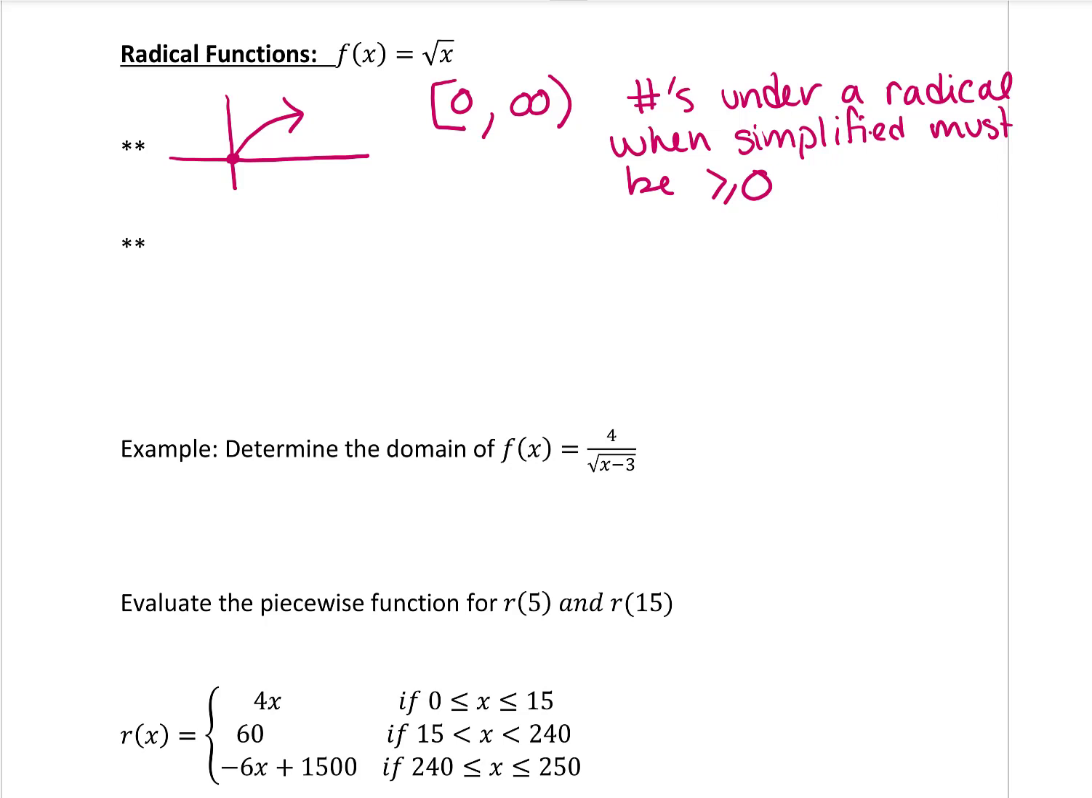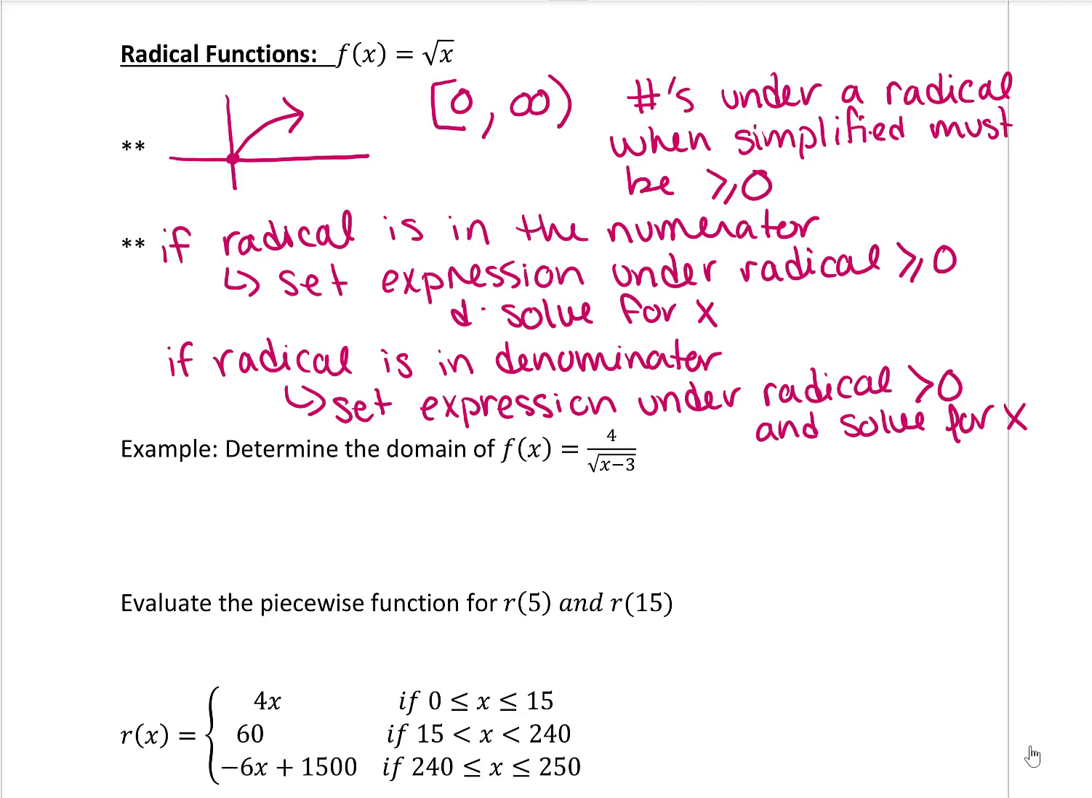Now, if this radical is in the numerator, the rule is we set the expression under the radical greater than or equal to 0, and we solve for x. And if the radical is in the denominator, we set the expression under the radical greater than 0. Let me write that down for you. So let's do an example. Determine the domain of f of x is equal to 4 over the square root of x minus 3. So looking at the rule that I just wrote above, the radical is in the denominator. So it says set the expression under the radical greater than 0.